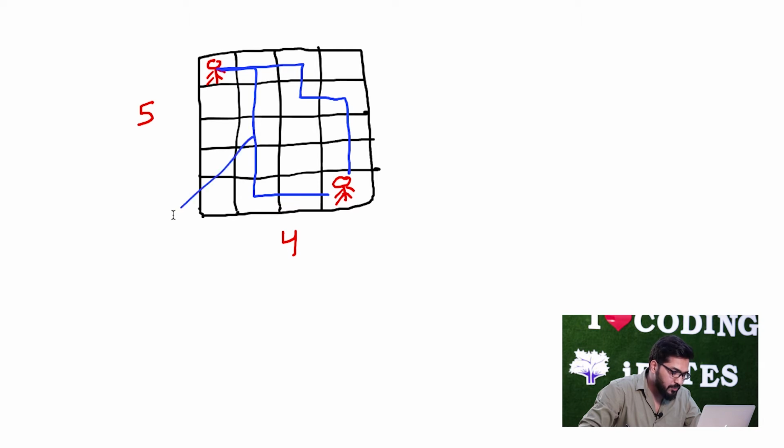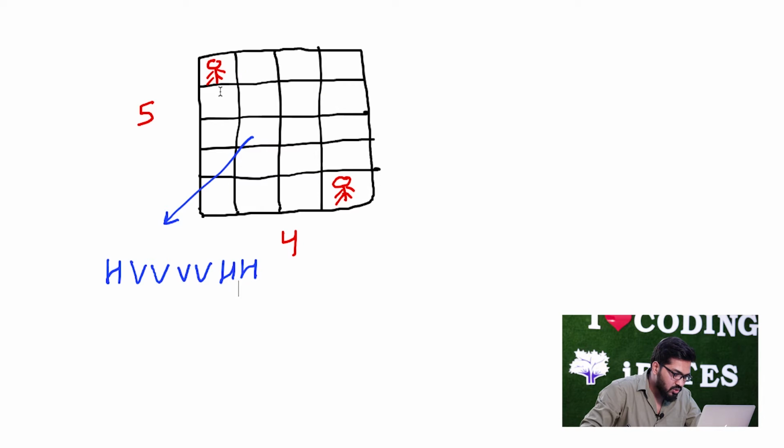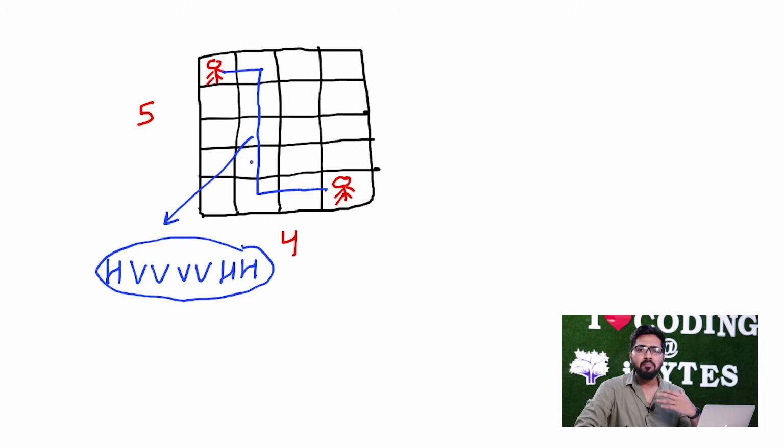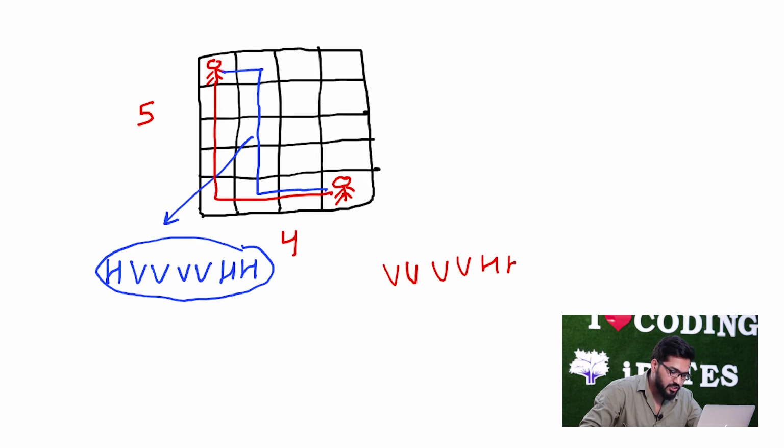So if I talk about this particular path, he has to move once horizontal, then vertical 4 times, then 2 times horizontal, right? So as you can see, horizontal, vertical, vertical, vertical, vertical, horizontal, horizontal. So this is the path for this, right? Similarly, there can be many paths. Then another path can be vertical, vertical, vertical, vertical, and then 3 times horizontal. So V, V, V, V, H, H, H.